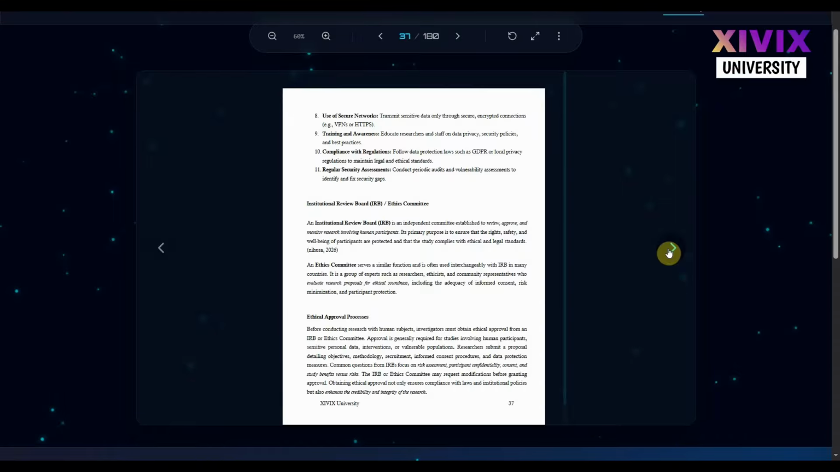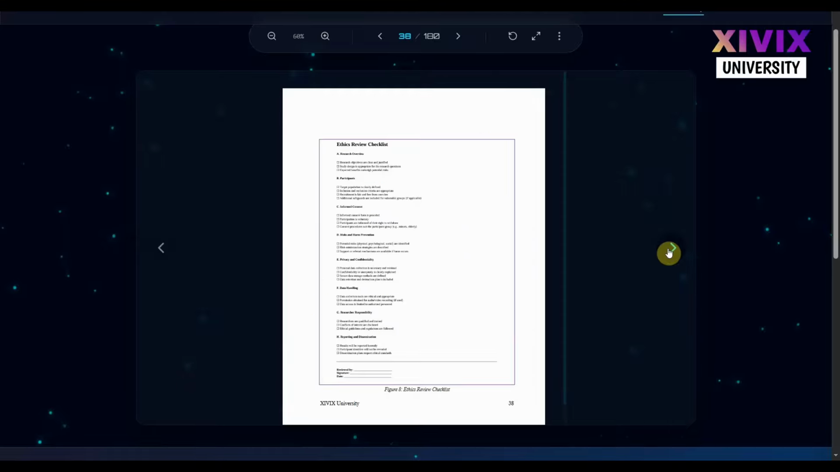This is an ethics review checklist, and I suggest you have a deep look into the sections that it's made up of. And chapter 4 is all about research planning. Research planning is a systematic process of organizing how a study will be conducted before data collection begins. So basically this process includes everything that we have gone through thus far.